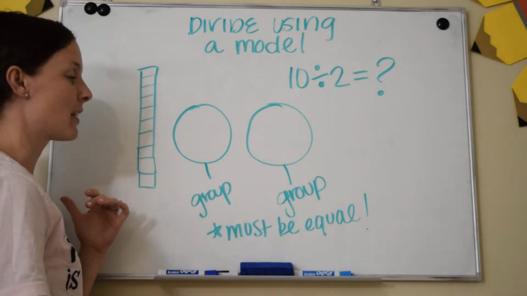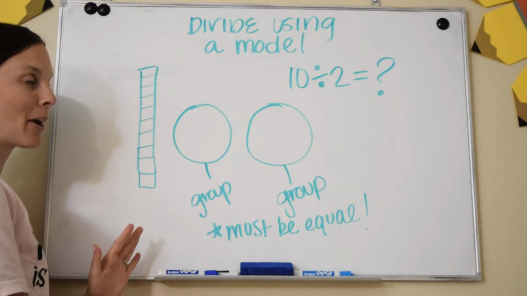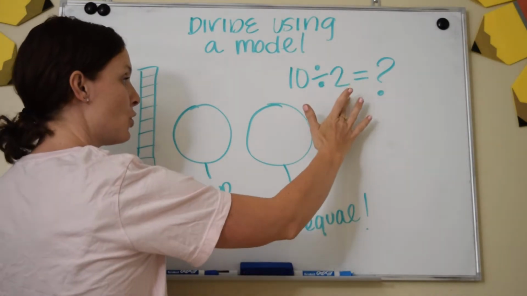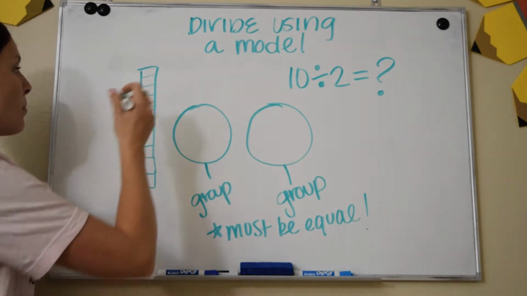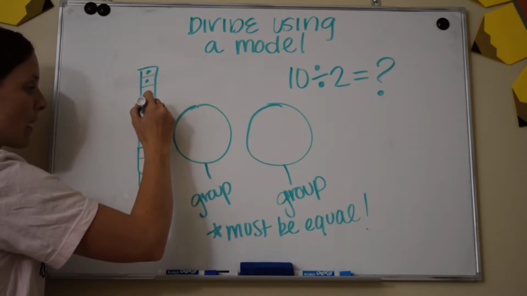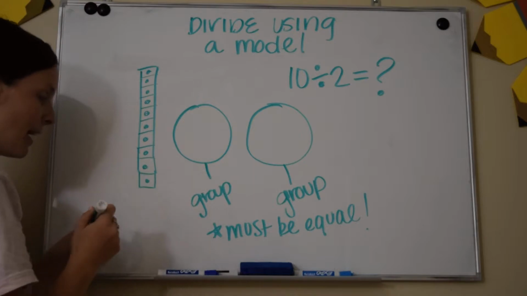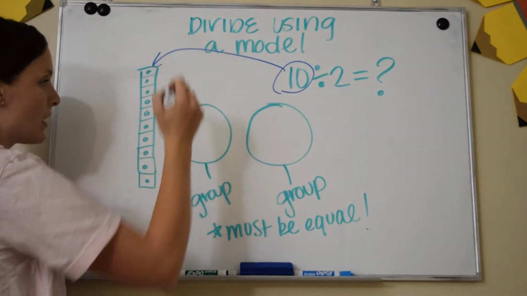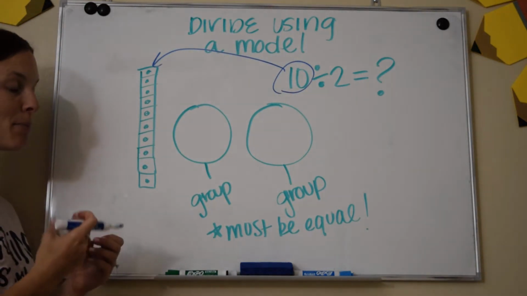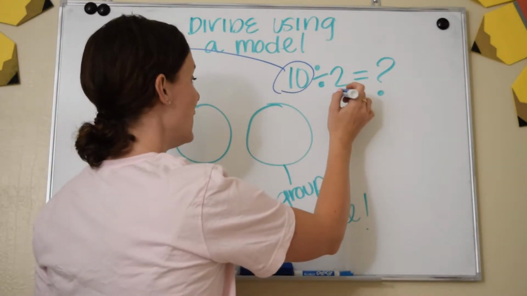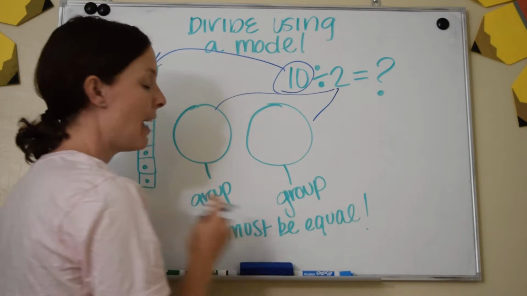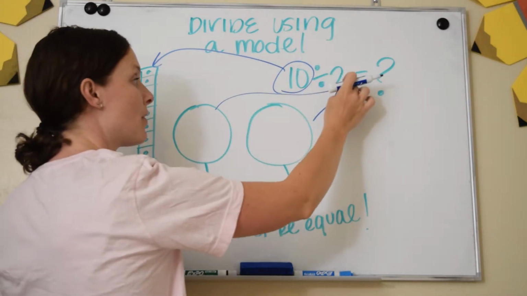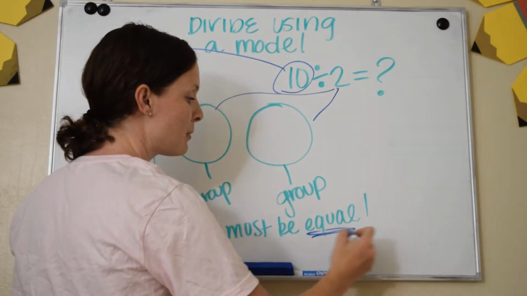So let's go ahead and look at this. I went ahead and set this up, and this is how I recommend setting it up if you'd like to use the model. The equation is 10 divided by 2 is what? So my model is 10 little blocks. 1, 2, 3, 4, 5, 6, 7, 8, 9, 10. I always draw what the first number is, because that is the number that's being broken up. The 2 is how many groups to create. Every time in your equation, this first number is the number that you're breaking up. This number is how many equal groups. Hint, it must be equal.